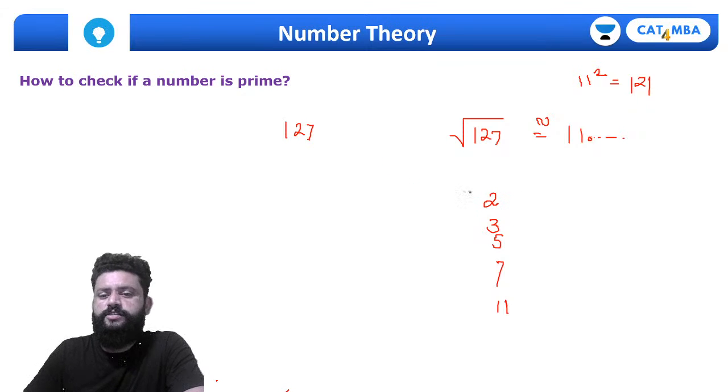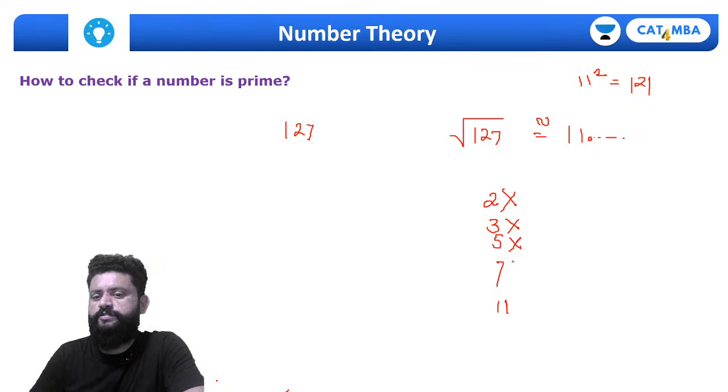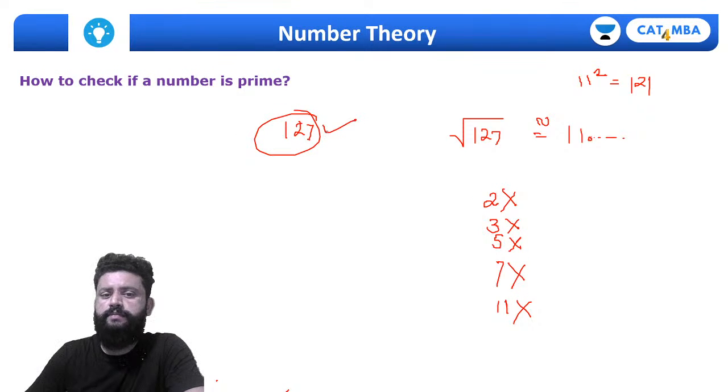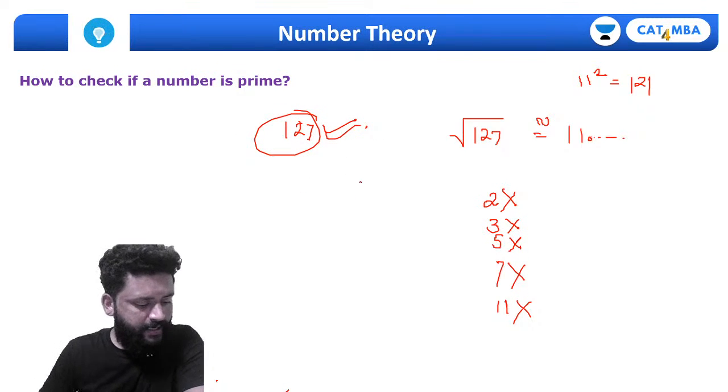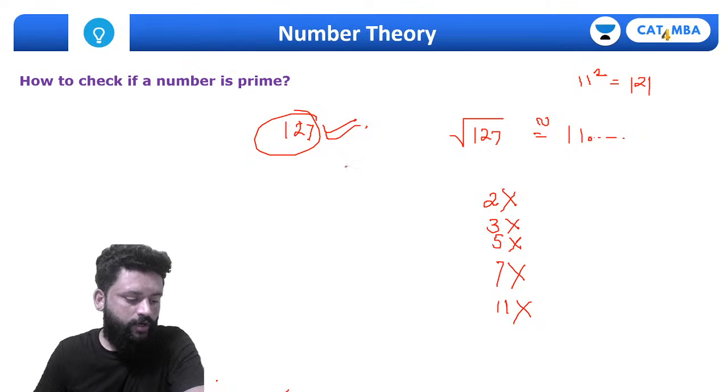So it is not divisible by 2. 127 is not divisible by 3. It is not divisible by 5. It is not divisible by 7. It's not divisible by 11. So 127 is a prime number. That's how you can check if a number is a prime number or not, right?